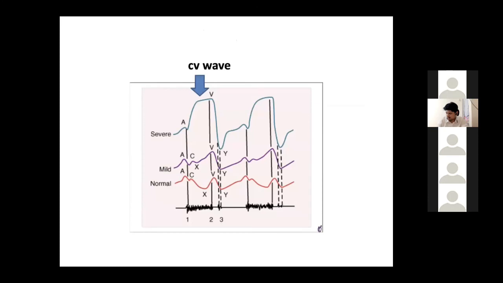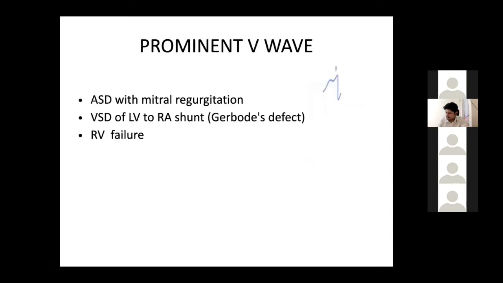As I already told you, in cases of TR, because the X descent is absent, you get a fusion of a C wave and a V wave, which is known as the CV wave, with a very fast Y descent. So in TR, apart from absence of X descent, the Y descent is very steep, very fast, and it is known as Friedreich sign. A prominent, steep Y descent is known as Friedreich sign, which is seen in tricuspid regurgitation.